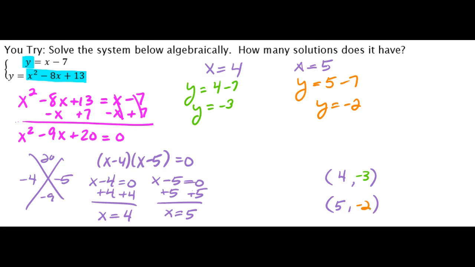All right, so those are my two solutions. That was the first part of the question, and then it said how many solutions does it have? So the answer there is 2, because since I came out with two ordered pairs, I have two solutions.